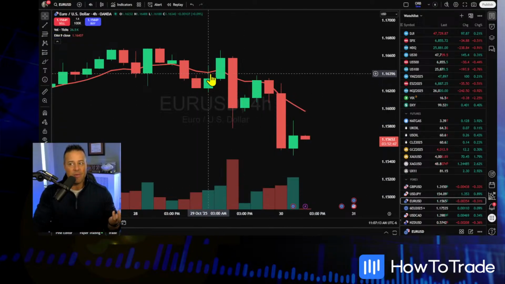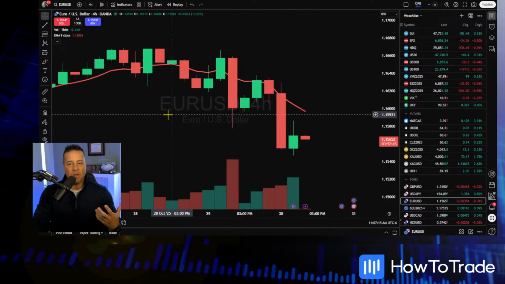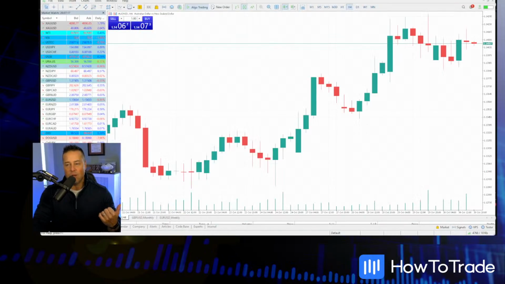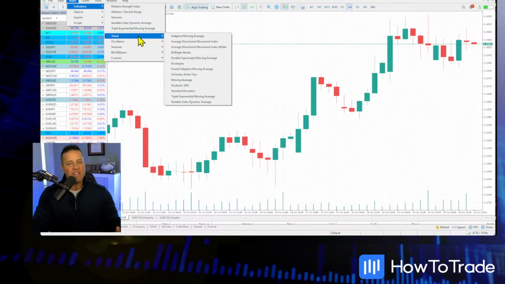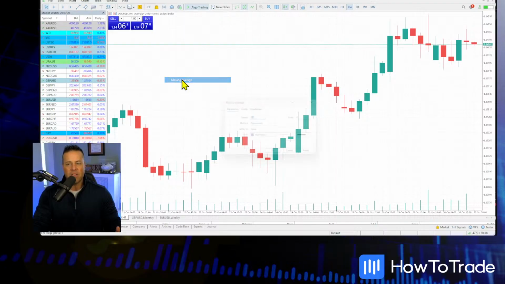There's your 9 EMA right there on the chart. Very, very simple rules to entry. We're going to cover those in just a second as well. Let's go on over to your MT5 platform. A little bit more involved here. You're going to go up to insert, go to indicators. You're going to go to trend. They have moving average as a trend indicator, and you're going to go ahead and give moving average a click.